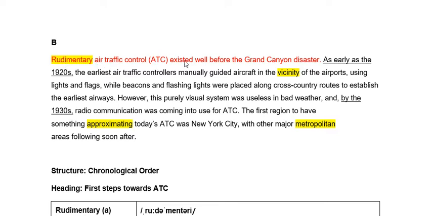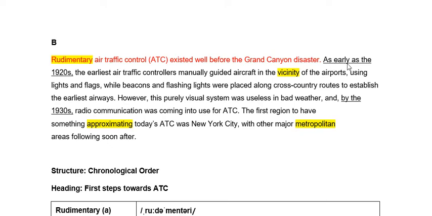Rudimentary air traffic control, ATC, existed well before the Grand Canyon disaster. So just from the first sentence, we can see that it will provide background information about air traffic control in the USA before the Grand Canyon disaster. So actually the writer now goes back in time to see what methods of air traffic control were there before the Grand Canyon disaster. And just from the first sentence, we can actually guess the main pattern of idea development in the passage, which is chronological order, time order.